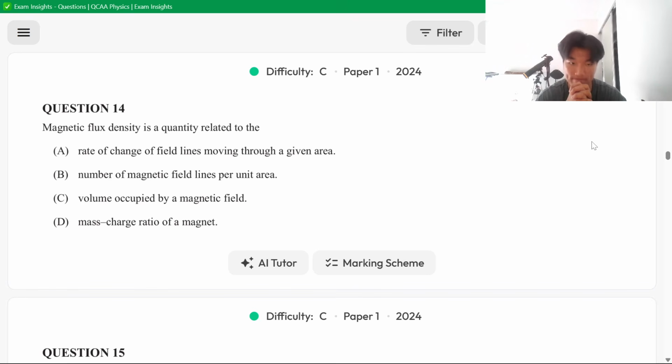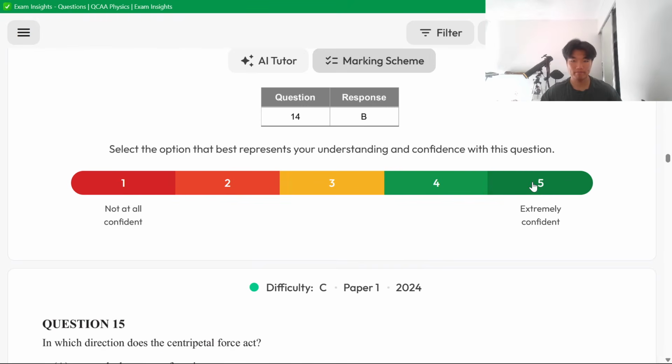Density, how much in an area. Well, density is not really related to that. It's more like mass per volume. It's something per something, right?